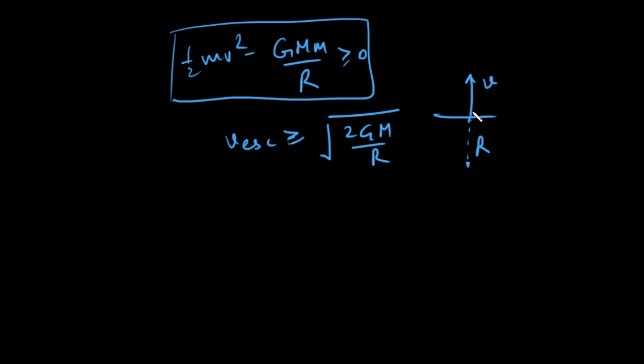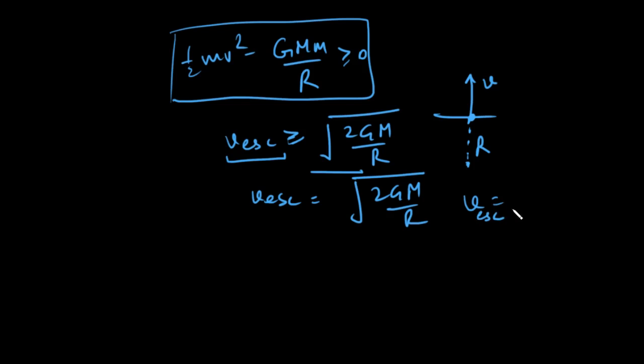You see, the kinetic energy of the body has to escape the gravitational potential energy of the planet. Only then can it go beyond the gravitational field of the planet and go into outer space. When such a velocity is given, this is called escape velocity. Normally, this is the expression for escape velocity, but the minimum escape velocity here would be root 2GM by R. Okay.